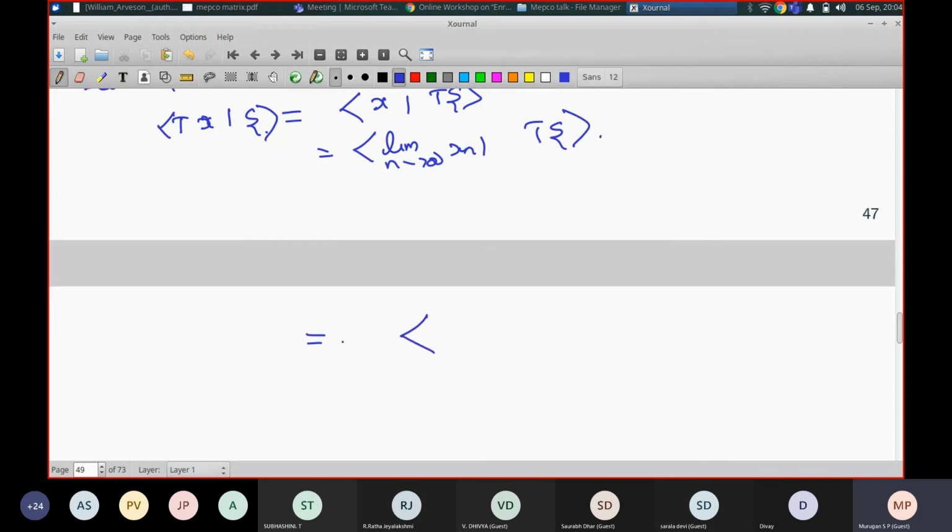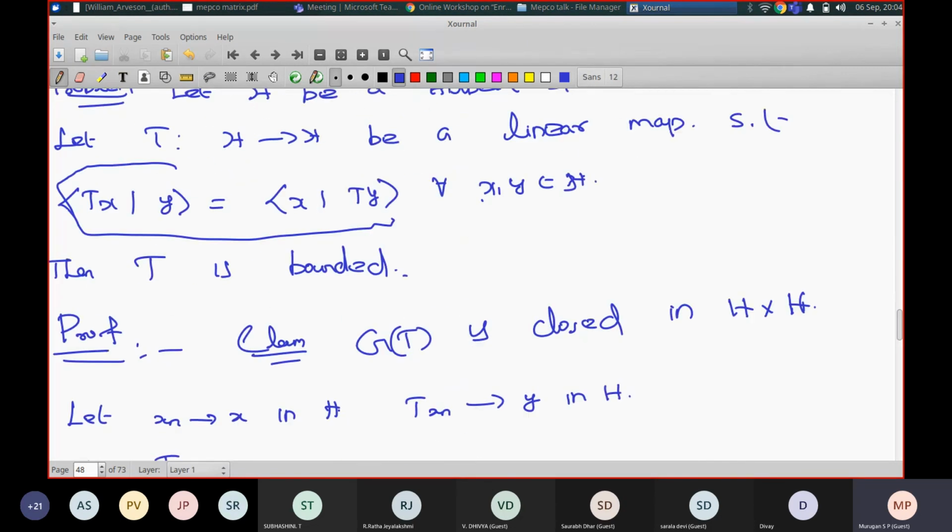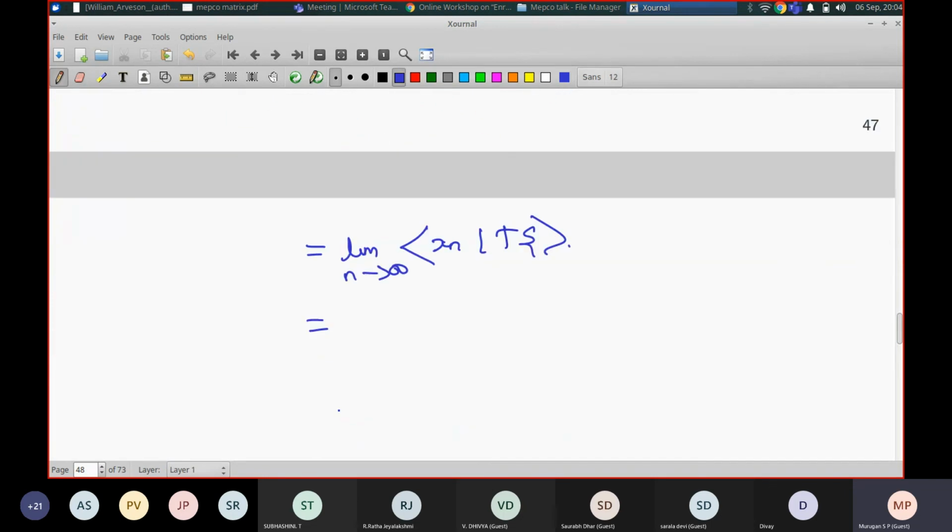So you can take the limit outside. Why can you take the limit outside? Because the inner product is continuous. You can take the limit outside. Therefore, this is xn, T psi. Again, using this symmetric condition, what you will get? You will get limit n tends to infinity, T xn, psi, right?